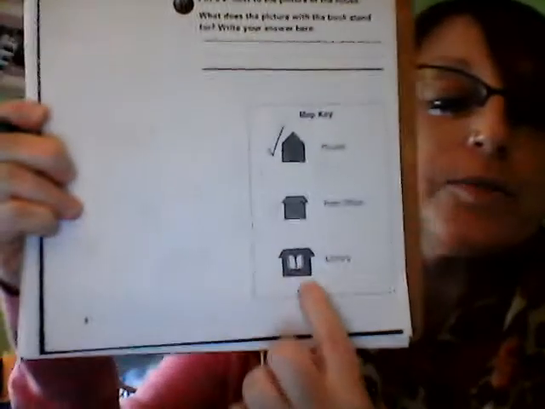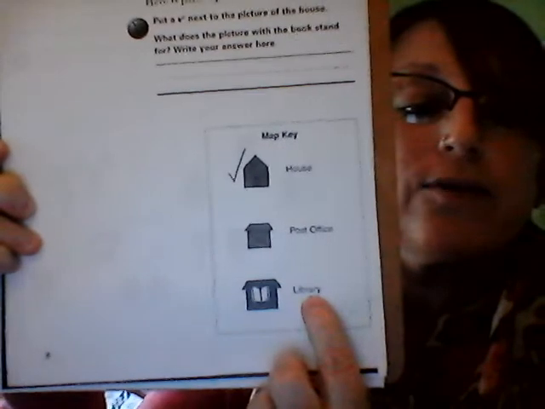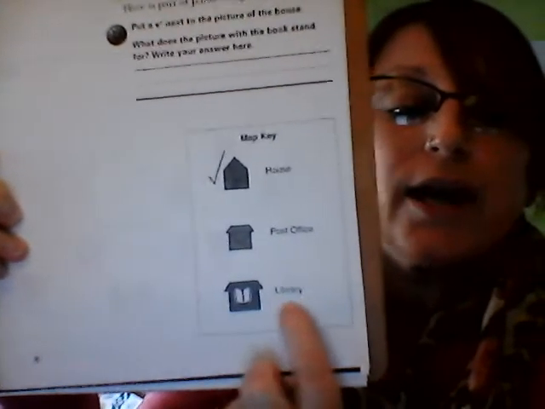Good job. What does the picture with the book stand for? Write your answer here. Well, here's the picture, and what does it stand for? What does that mean if you see that? It's a library, and a library is where you get books.